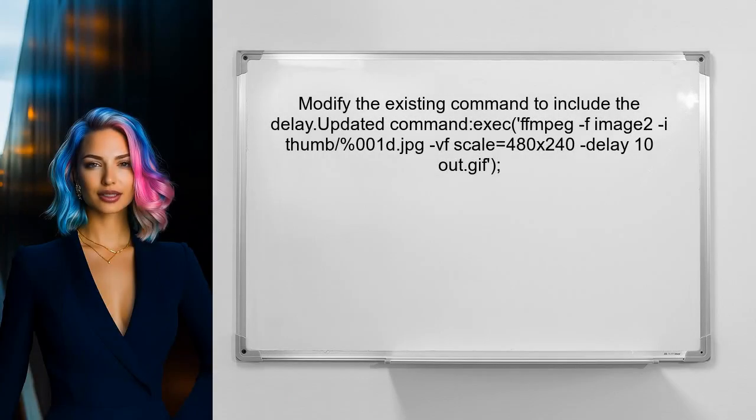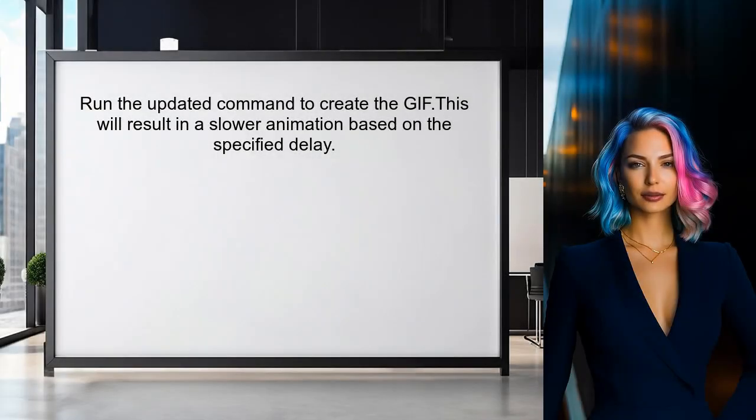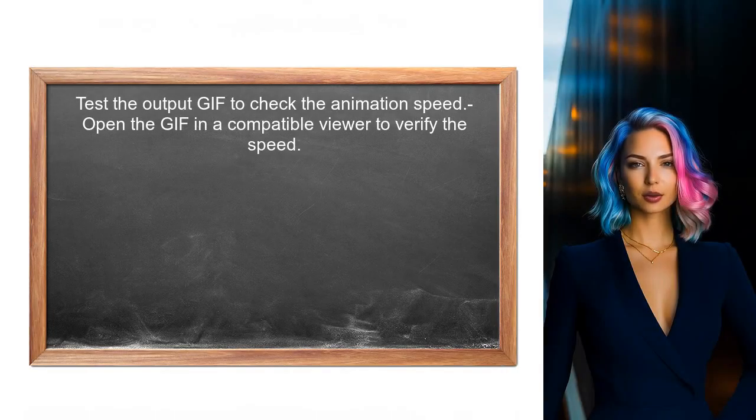Now, let's modify the existing command. The user should include the -delay option in their FFmpeg command to control the speed of the GIF. After making this change, the user can run the updated command. This will create a GIF with a slower animation based on the specified delay. Finally, the user should test the output GIF to ensure that the animation speed meets their expectations. They can view the GIF in any compatible viewer.